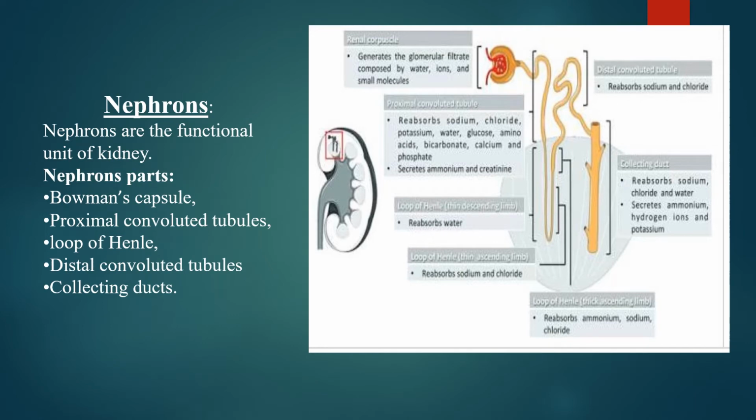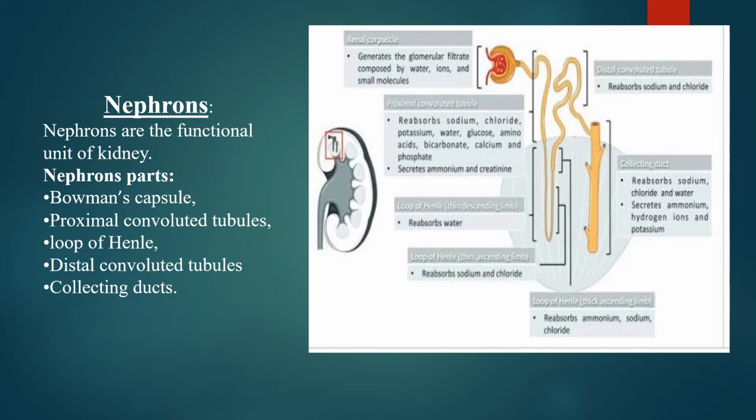In the kidney there is a large number of filtration units, that is, nephrons. The nephron is the functional unit of the kidney. There are different parts in the nephron. First is the Bowman capsule, then the proximal convoluted tubule, loop of Henle, distal convoluted tubule, and collecting duct. The Bowman capsule is where the filtration occurs.